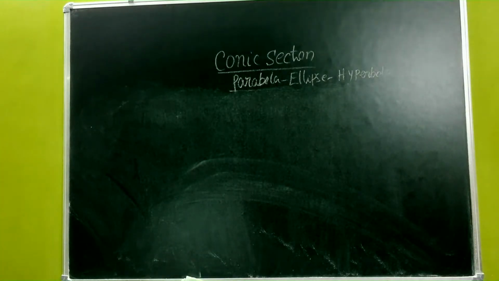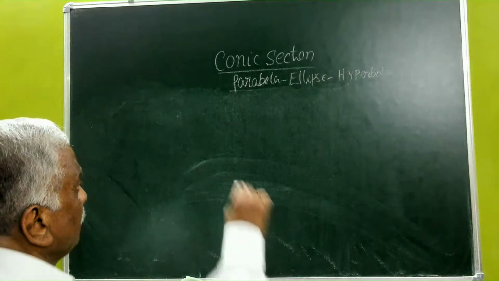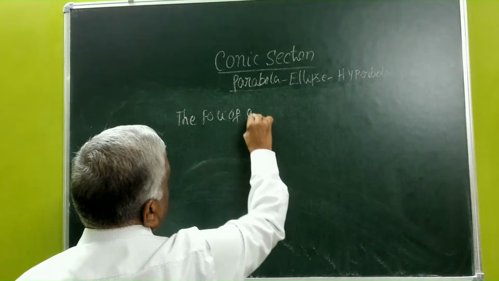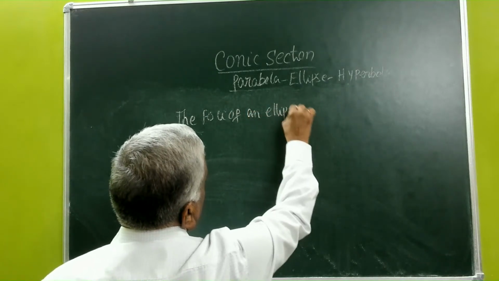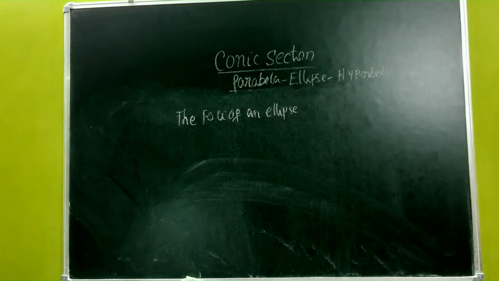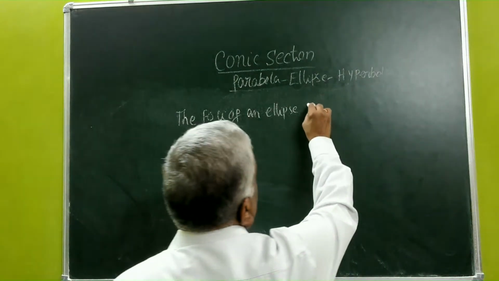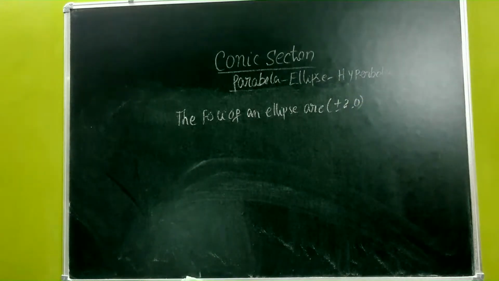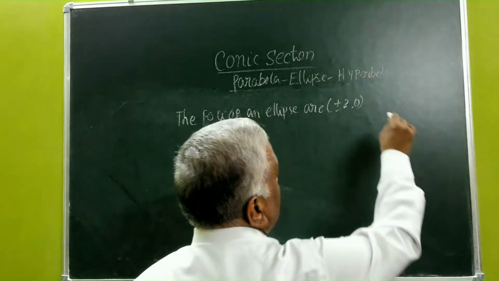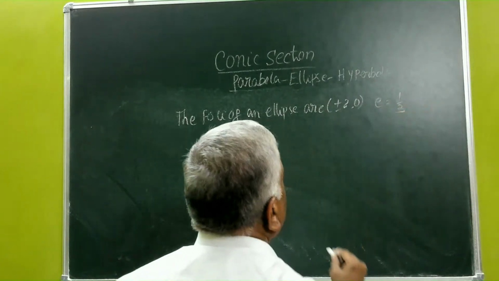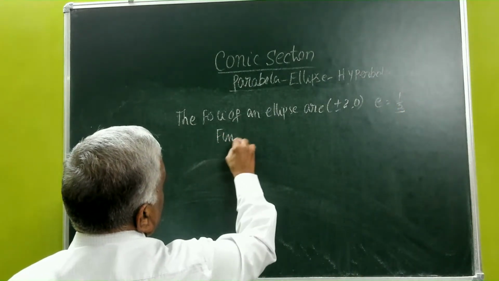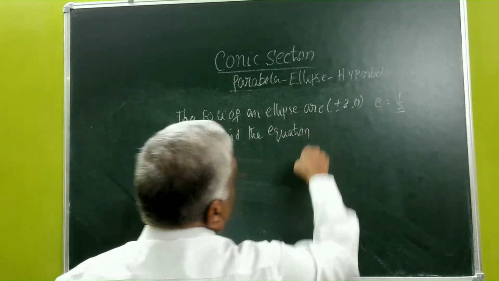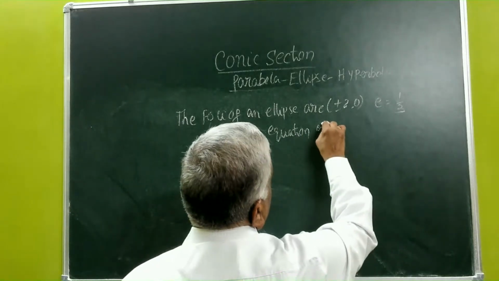The next problem they have given, one more similar to that. The foci of an ellipse. The previous problem was hyperbola. Now the foci of the ellipse are plus or minus 2, 0, and e is equal to 1 by 3. Find the equation of the ellipse. Almost a similar problem. The only difference is it's a problem on ellipse.